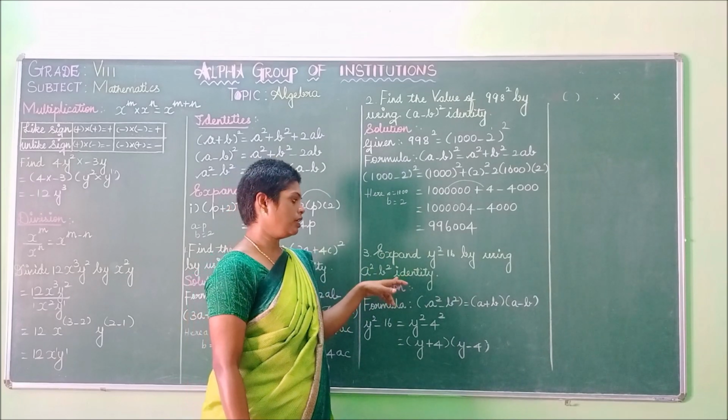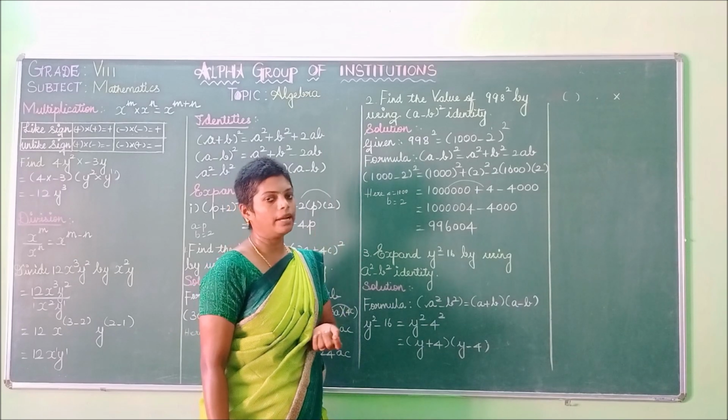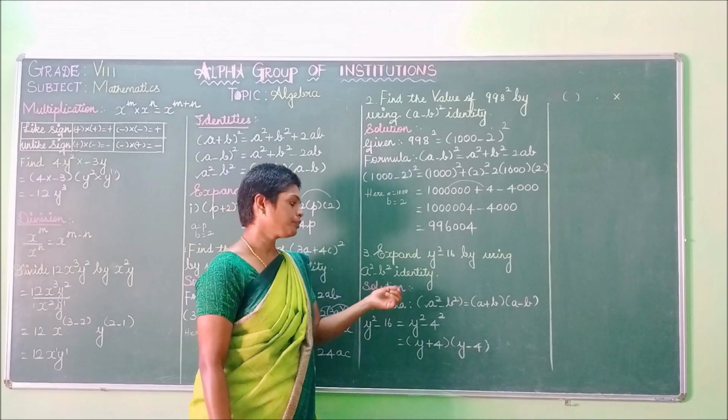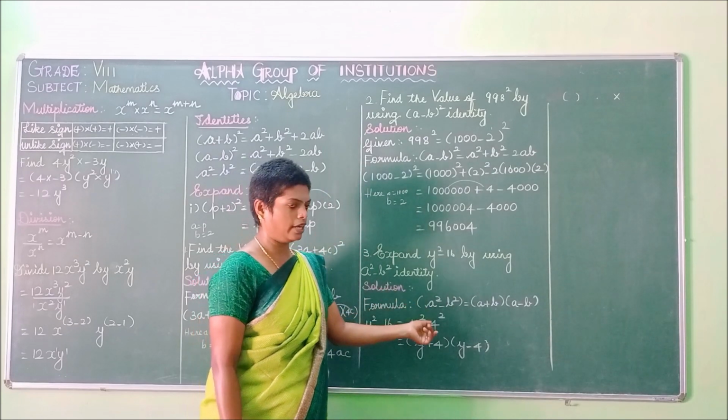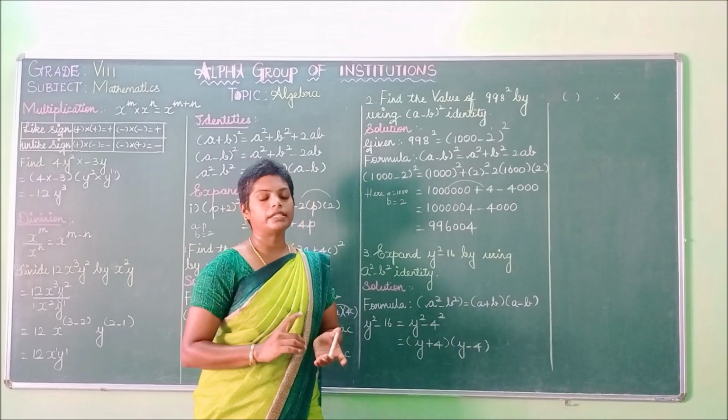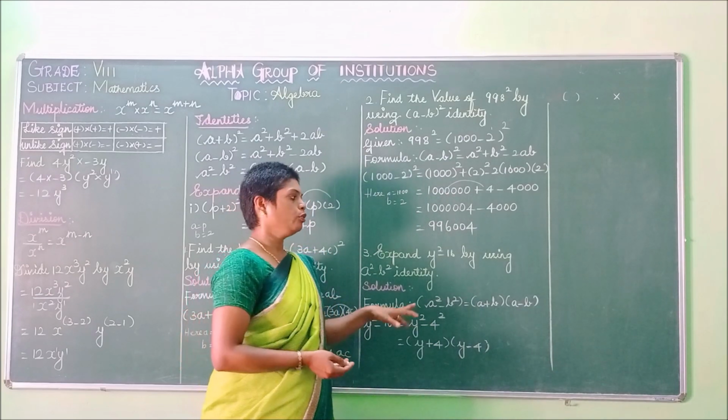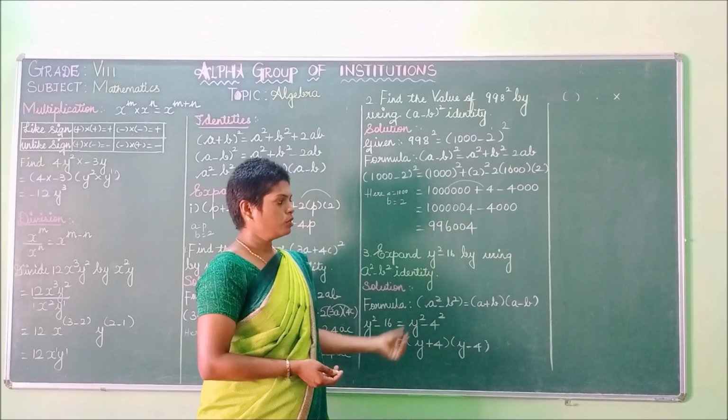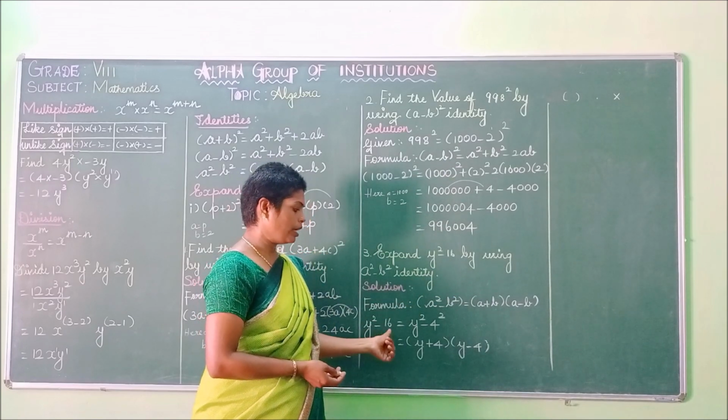Using the third identity, what is the third identity? A square minus B square identity. What is the A square minus B square identity? That is nothing but (A plus B) into (A minus B). You can relate with the given value. So the given value is y square minus 16.